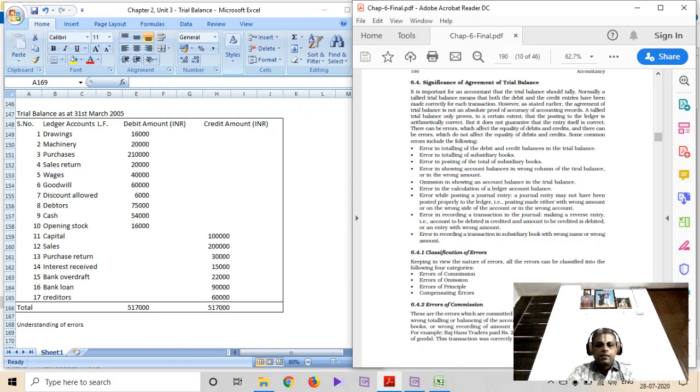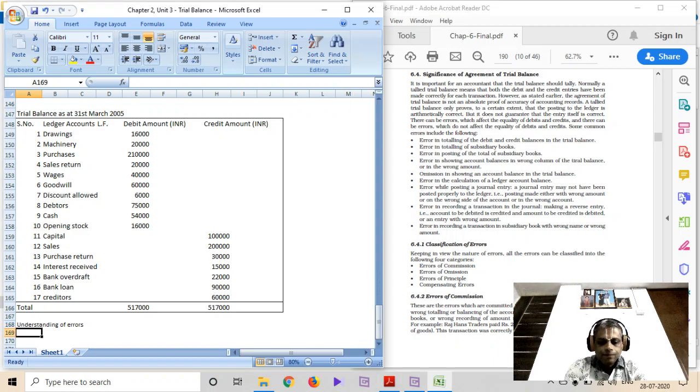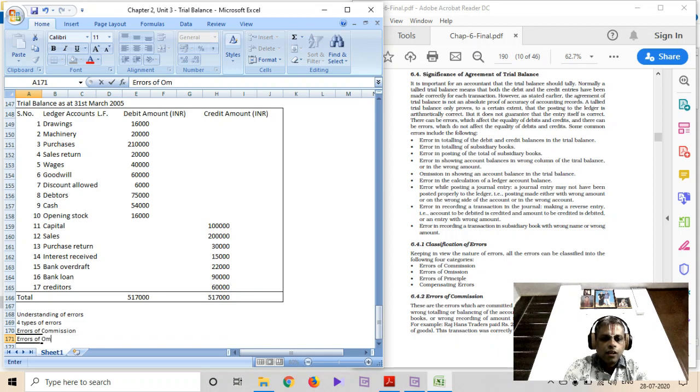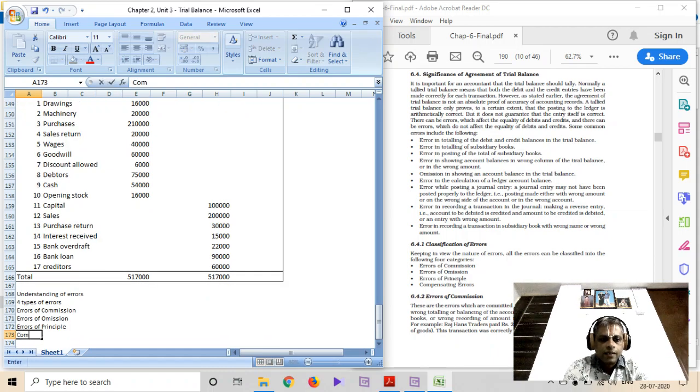And what are all the types of errors that can happen? There are four types of errors that anyone can see. One is errors of commission. Second one is errors of omission. Third one is errors of principle. And fourth one is compensating errors. Let's get into a brief of what actually it is.